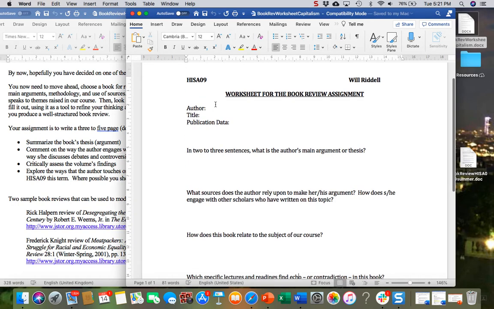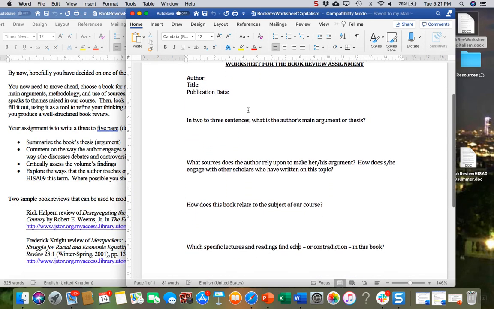You want to write down the author, the title, the publication data, and then, in 2 to 3 sentences, what is the author's main argument? Okay, all of these books have theses and they have arguments. You want to try to figure out what it is, right? What is the author actually arguing?